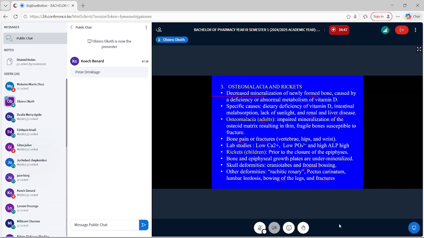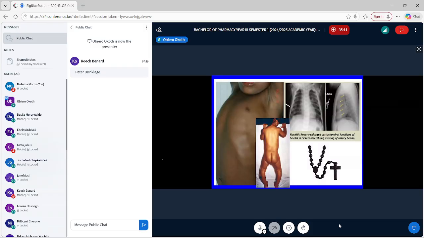And because there is a decreased calcium level, ALP can be high because the osteoblast is making the bone, making the matrix, making the osteoid, but this osteoid is not being mineralized by calcium because there's no or reduced calcium.